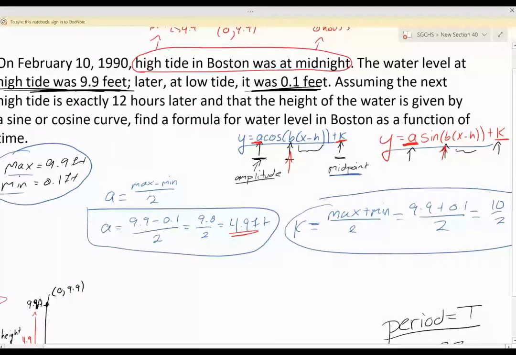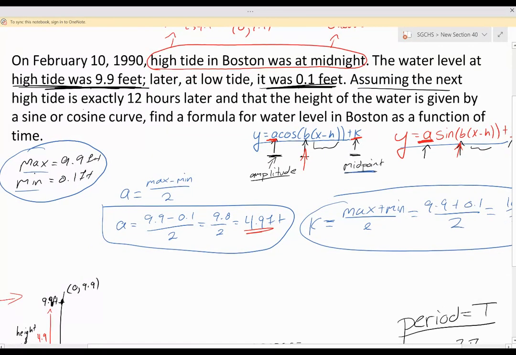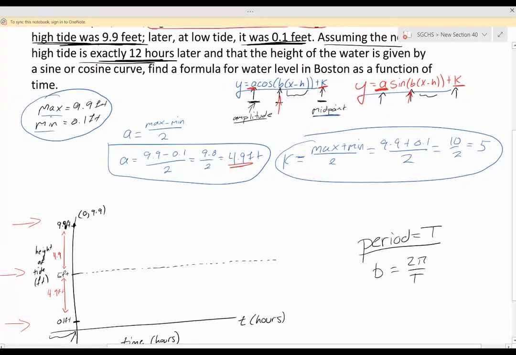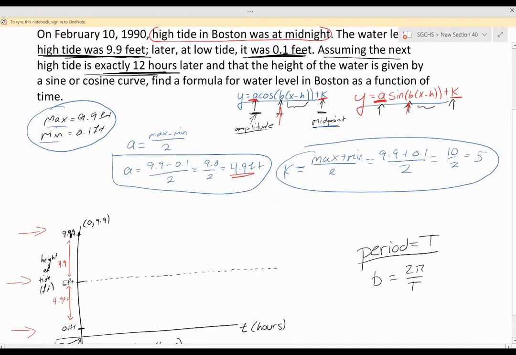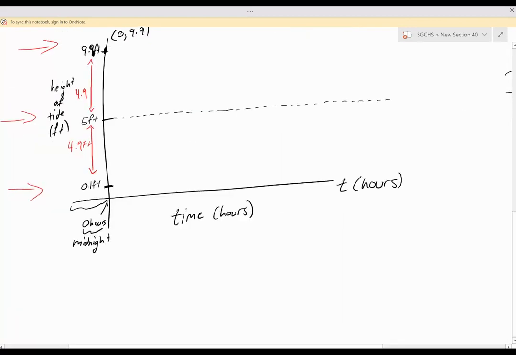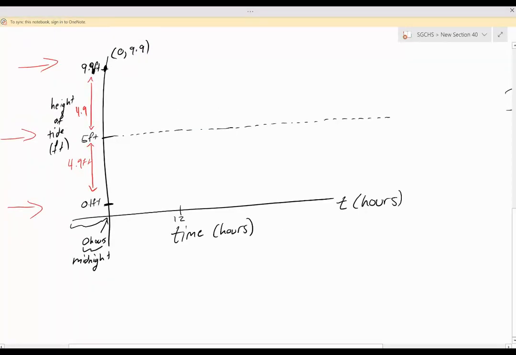Now, if we go back to our question, it tells us assuming the next high tide is exactly 12 hours. Remember, maximums and minimums repeat for the period time. So if our next high tide is 12 hours, that means our next maximum is at 12 hours. So we could write this as 12 hours, and we have a maximum point there. So there is 12 and 9.9. Another 12 hours after that, which would be 24 hours, you're going to get another maximum. So now we have a few points plotted.